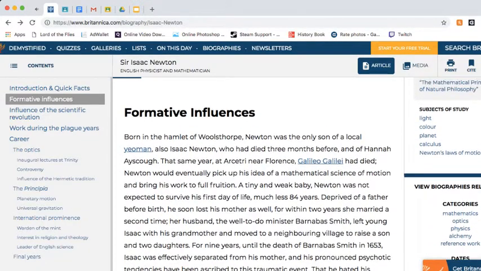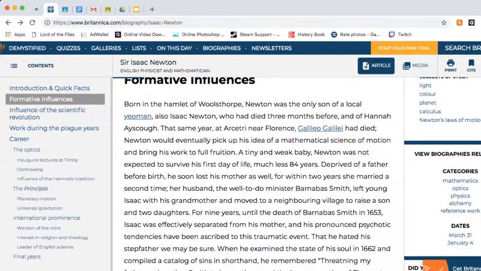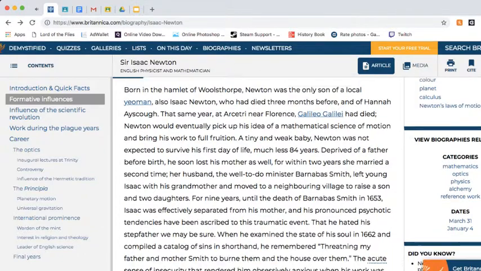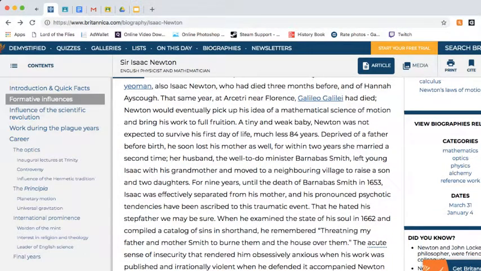Born in the hamlet of Woolsthorpe, Newton was the only son of a local yeoman, also Isaac Newton, who had died 3 months before, and of Hannah Ayscough. That same year, at Arcetri near Florence, Galileo Galilei had died. Newton would eventually pick up his idea of a mathematical science of motion and bring his work to full fruition. A tiny and weak baby, Newton was not expected to survive his first day of life, much less 84 years.